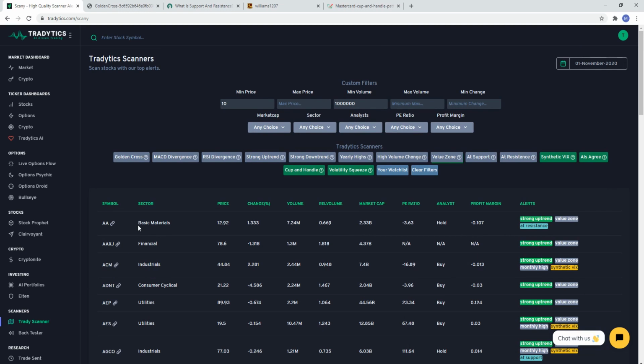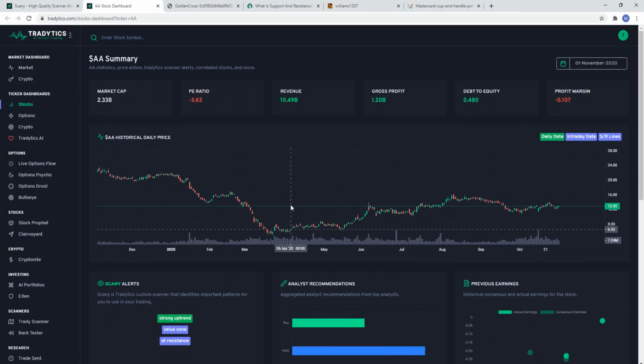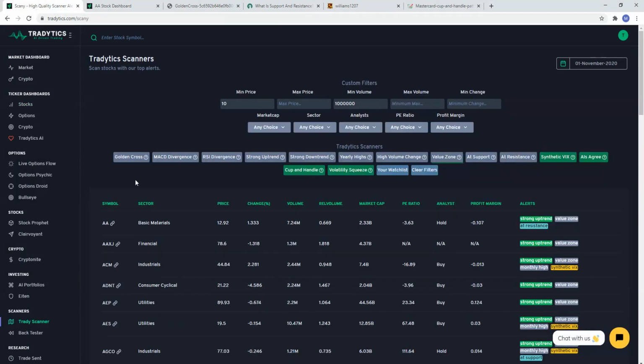Value zone prevents us from buying or shorting stocks when they are overextended. You should try to always trade in the value zone. Let us see a few examples. We will start with AA. As you can see, the price is not in a strong uptrend and is rather in a range. Therefore, we will skip this stock.